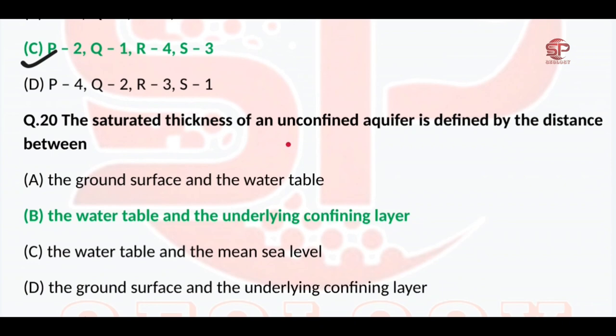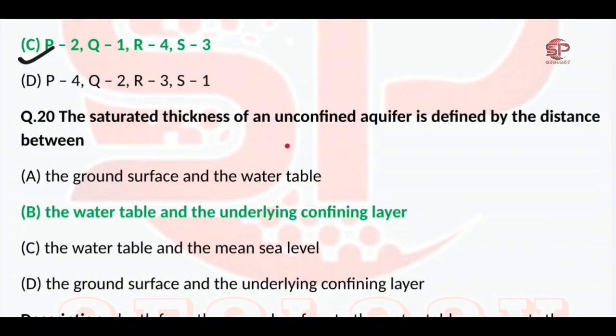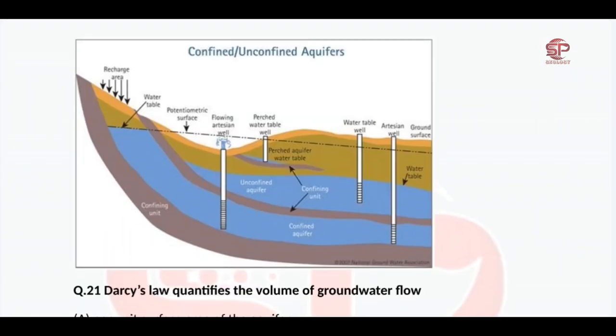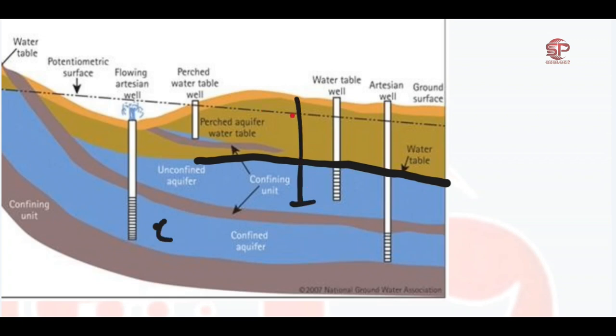Then comes the question: the saturated thickness of an unconfined aquifer is defined by the distance between. You can see here in this diagram, this is the water table. Up to the water table, all the rock and sediments are saturated. So this is our confined layer, this is our unconfined aquifer. This part is unconfined.